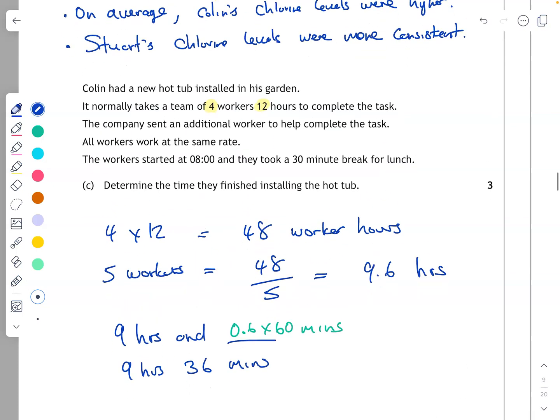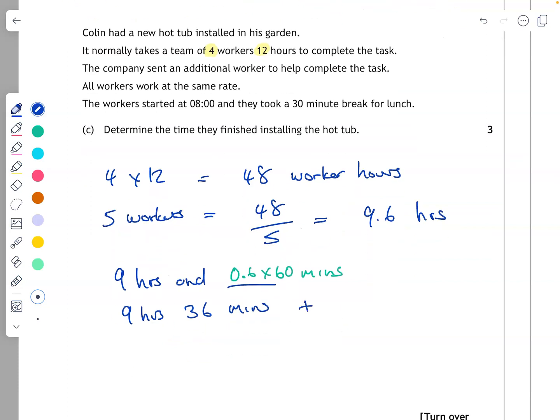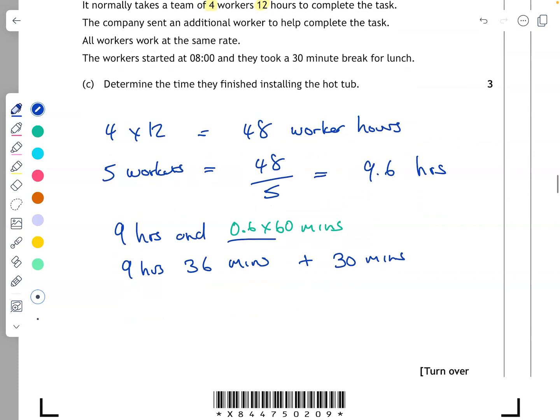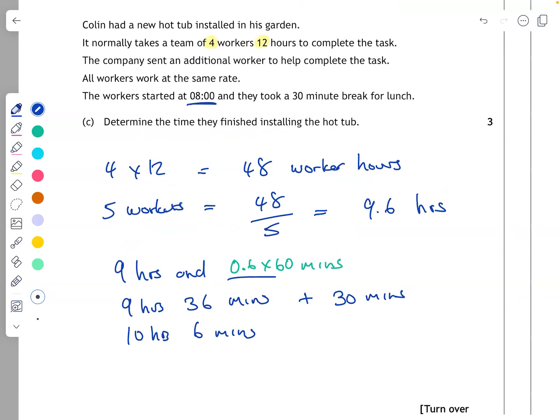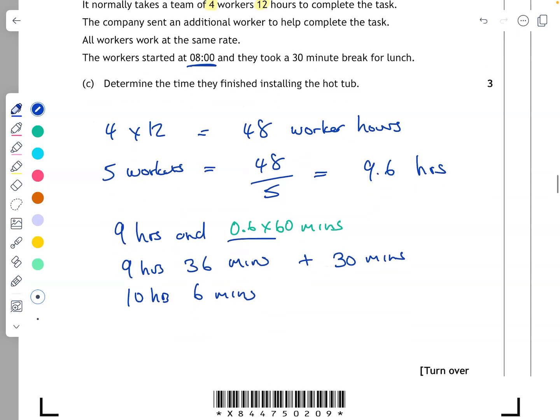Let's have a look at the next part of the question. The workers started at 8 and took a 30-minute break. So let's add 30 minutes onto that. So it took these workers 10 hours and 6 minutes. So if they started at 8 o'clock in the morning, what time did they finish? Well, it's going to be 8 o'clock plus 10 hours and 6 minutes. So that's going to be 18:06 or 6:06 p.m.